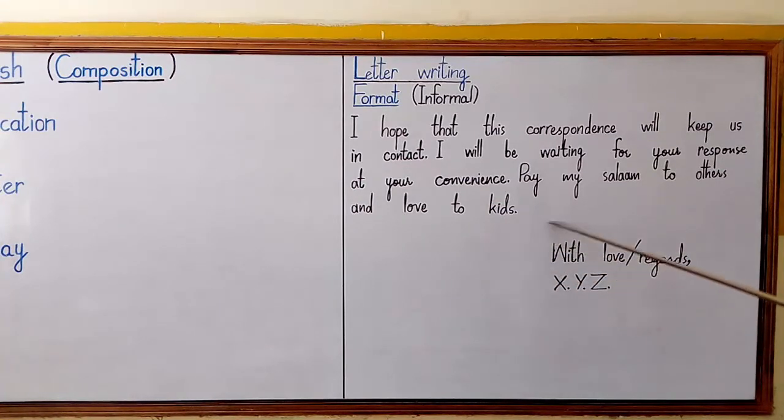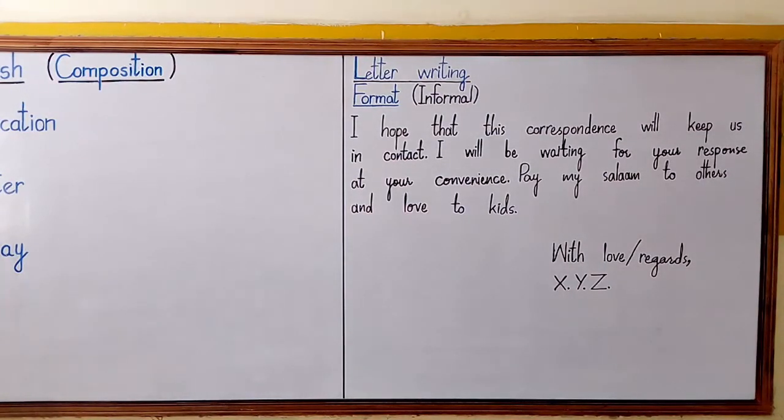Then you will skip one line here, and from the right hand side, from the half of the page, you will start the ending with love or regards. You can write any one of these two. Either you write with love or you write with regards, X.Y.Z. Now I will exemplify the format of informal letters on your register page.